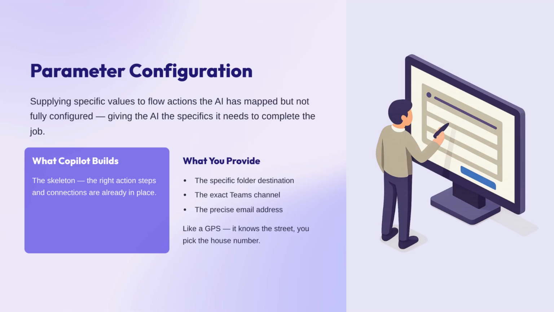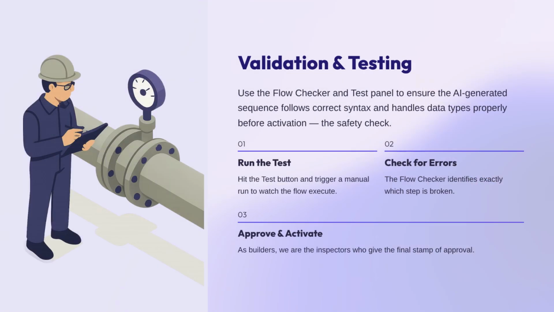So now that we have mastered how to fill in the blanks to make our flow functional, you might be wondering how we ensure that the logic we spoke into existence is actually going to work when the data starts moving. Well, that brings us right into our next step, which is validating and testing the AI generated logic. Let's dive into validation and testing.